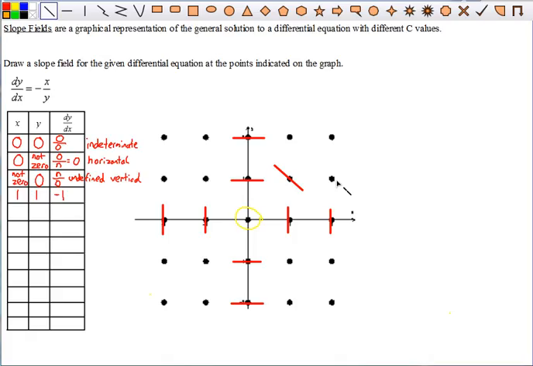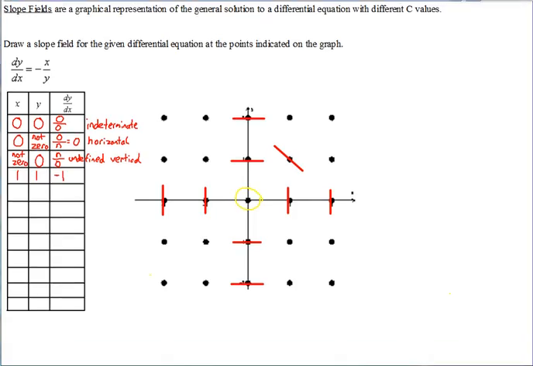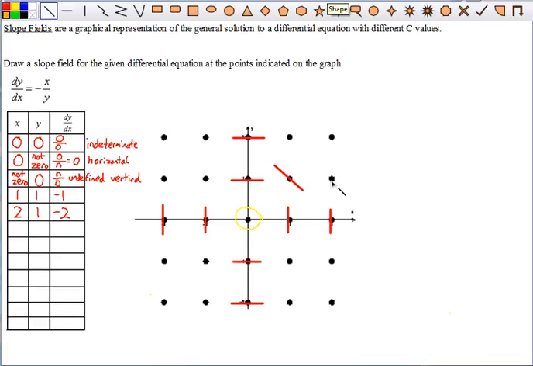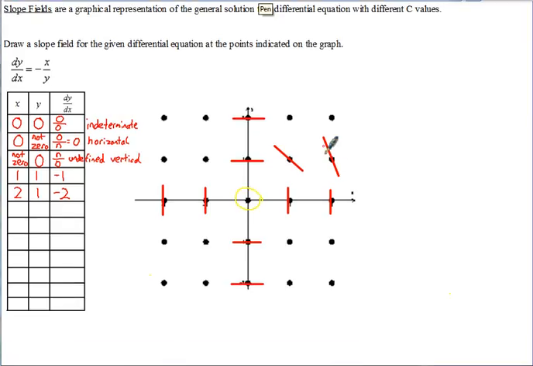Now let's look at 2, 1. If x is 2 and y is 1, that would be negative 2 over 1, which is negative 2. The point 2, 1, if the graph were to go through that, then it would be like down 2 over 1. So if you imagine the point right here, it would be headed that way. So again, these don't have to be perfect, as long as you can tell their relative steepness in relation to each other. So you should be able to tell that this one is steeper than this one because its slope is negative 2 versus negative 1.